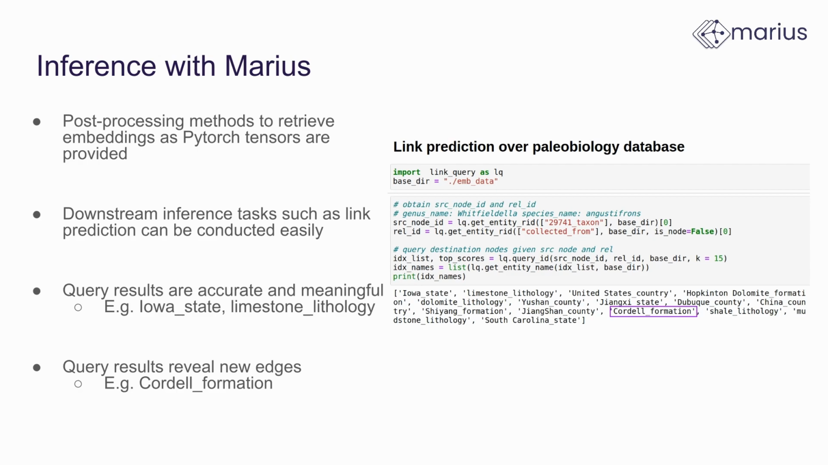In this example, we generate the top 15 most likely destination nodes connected to the source node Y. fidela through the relation collected from. These results, such as Iowa State and limestone lithology, are accurate and meaningful as they reflect the facts in the knowledge graph. Other results, such as Codell formation, reveal new edges in the graph. These facts were then identified as correct by our domain expert on the basis of a scientific paper that was not in the original corpus.